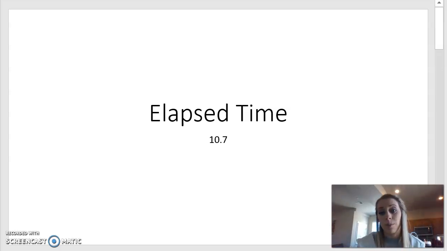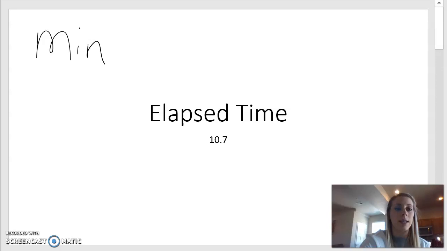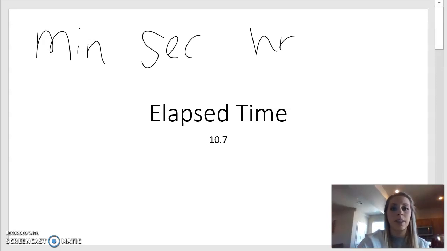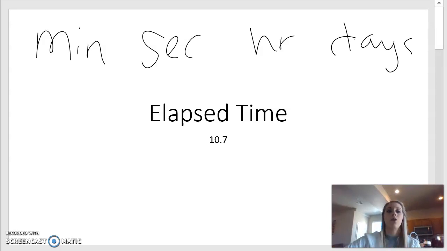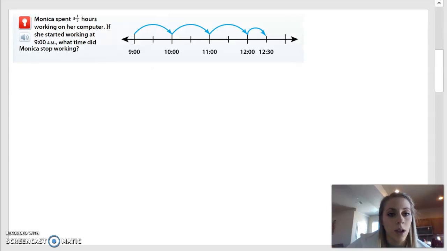This lesson is actually pretty simple compared to the other lessons that we've been working with, because what we are going to be working with today is only 3 units. We're going to be working with minutes, seconds, and hours, and days. Okay, so 4 units. I misspoke. So the first thing I wanted to go over is how you can look at elapsed time.